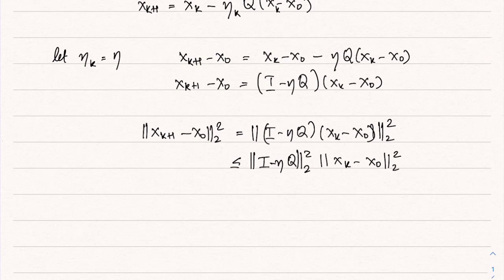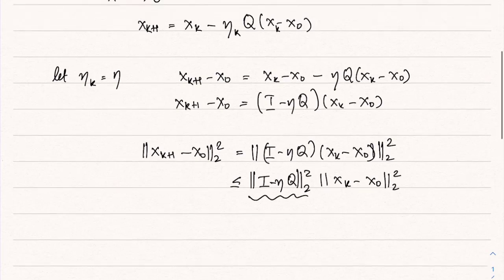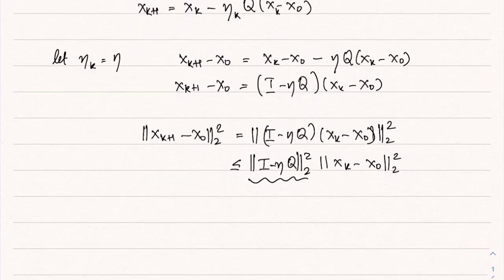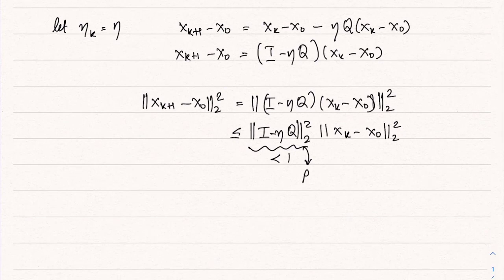Now generally in gradient descent we would choose our step size such that this quantity is strictly less than 1. So let us call it rho. Then we have an equation of the form, let's call this delta_{k+1} and this delta_k, delta_{k+1} less than or equal to rho times delta_k. Right, so delta_{k+1} is some number and it is less than or equal to rho times delta_k, and in the same way this holds for all k.